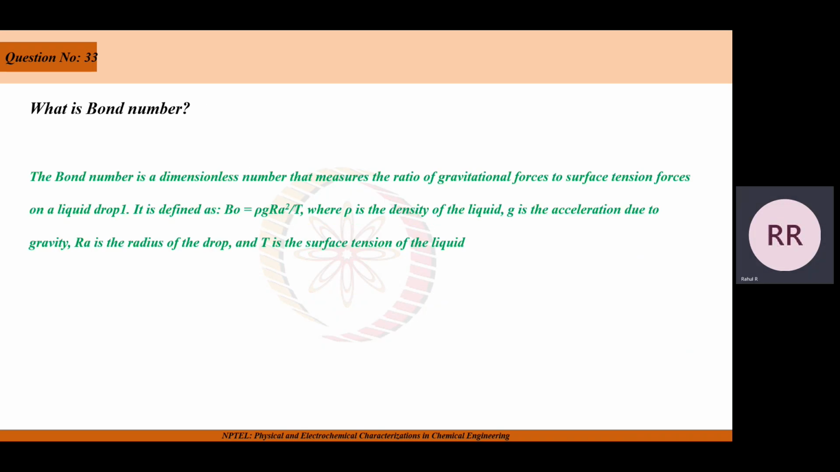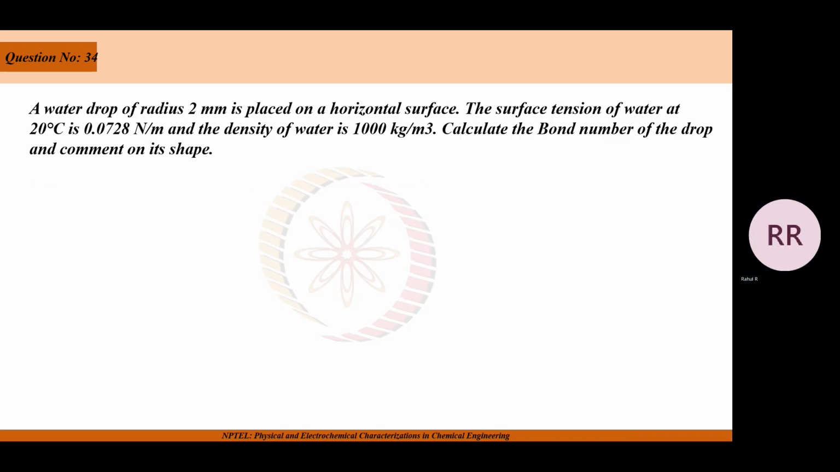So basically, the Bond number is a dimensionless number that measures the ratio of gravitational forces to surface tension forces of a liquid. It is given that Bo is equal to rho g R squared by T, where rho is the density of the liquid, g is the acceleration due to gravity, R is the radius of the drop, and T is the surface tension of the liquid. So now just try this question.